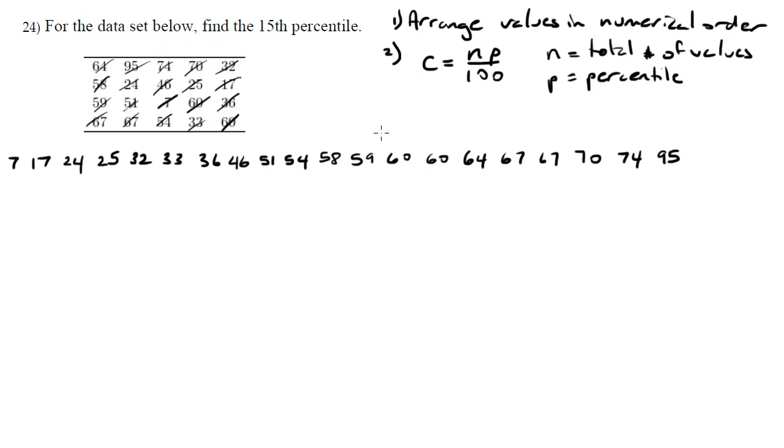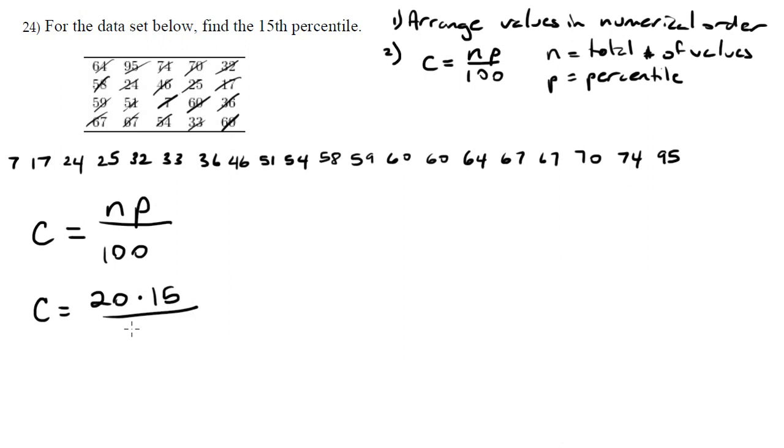Okay. So then we have to do a bit of analysis. There's two cases here. So, well, let's calculate this first and see which case we fall into, and then I'll explain the other case. C equals NP over 100. So N, the total number of values, we have 20 of them. We want the 15th percentile over 100. So C is 300 over 100. C equals 3.